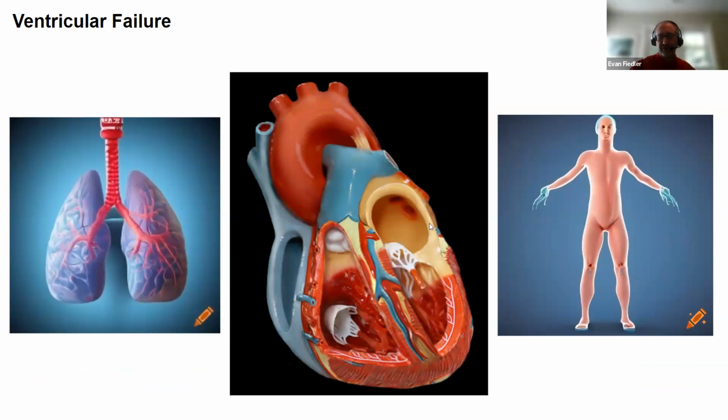Try without the labels. Left ventricular failure. The blood backs up into the left atrium. Where did that blood come from? It came from the lungs. Pulmonary edema, shortness of breath.